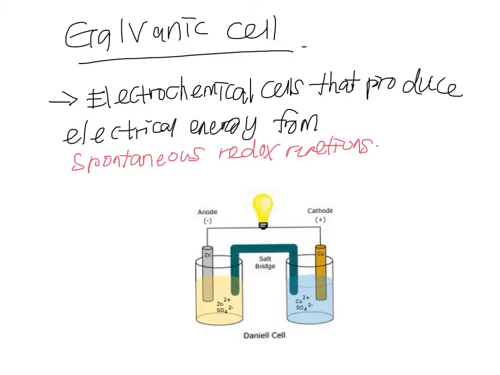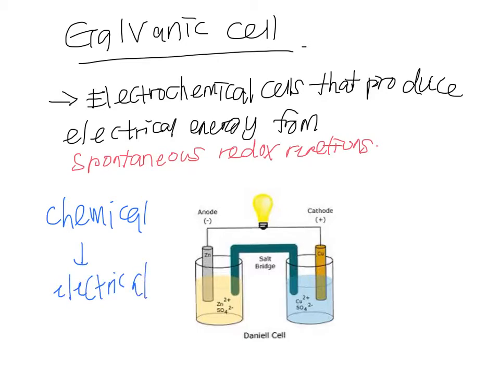Now in the previous video you learned about electrochemical cells, and you know that there are two types of electrochemical cells. One of them is known as the galvanic cell, and this video is going to focus only on the galvanic cell. You have to know one thing: a galvanic cell is a setup where you are converting chemical energy to electrical energy. Yeah, you are converting chemical energy to electrical energy.